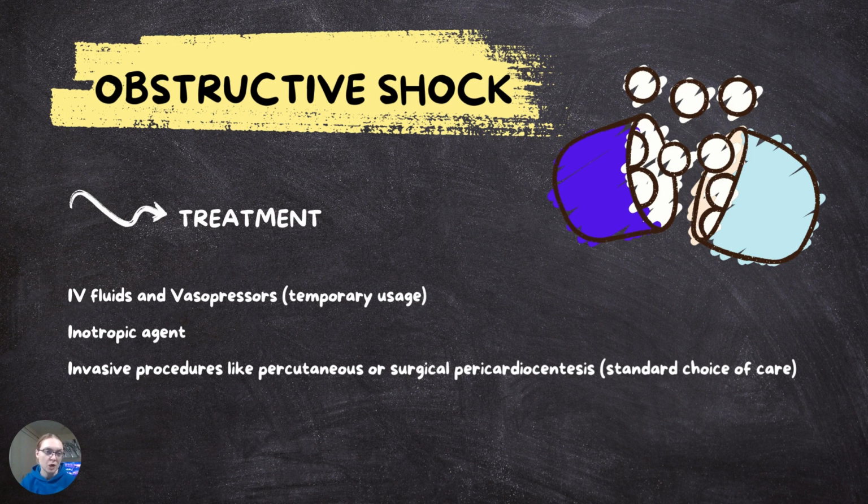Treatment for obstructive shock is going to include IV fluids and vasopressors. However, we only want to use these temporarily. For our patients who have obstructive shock, we're also going to want to give an inotropic agent if they need it to help with the muscle contracting. But invasive procedures like percutaneous or surgical pericardiocentesis are going to be the standard choice of care.